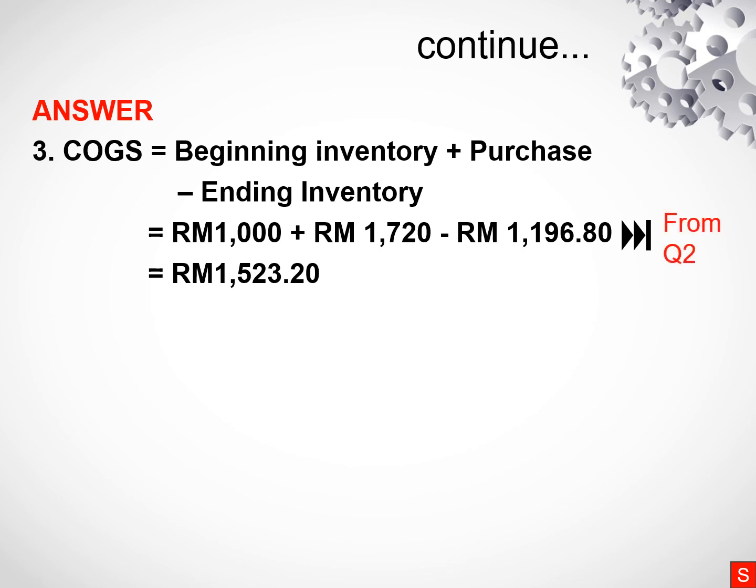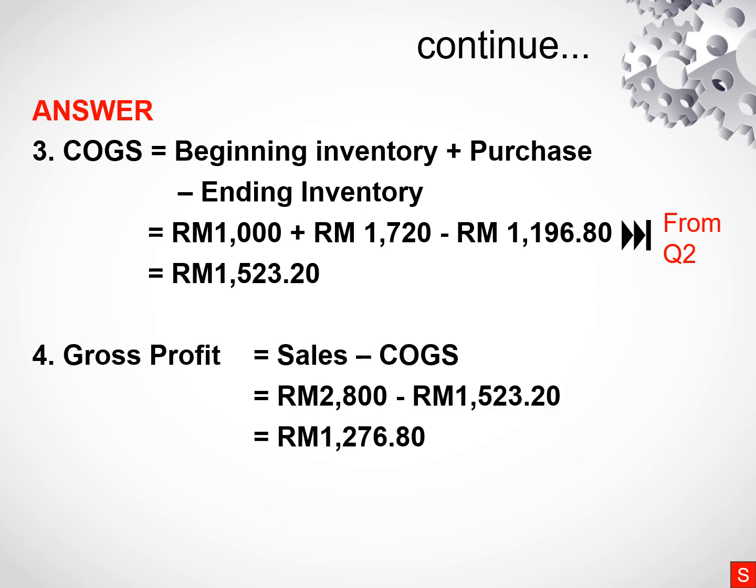And question number 4 is to calculate gross profit. Gross profit equals sales minus cost of goods sold. Sales equals 2,800, this information you can get from the question before, minus cost of goods sold that you just calculated in question 3, 1,523.20. So gross profit equals 1,276.80.